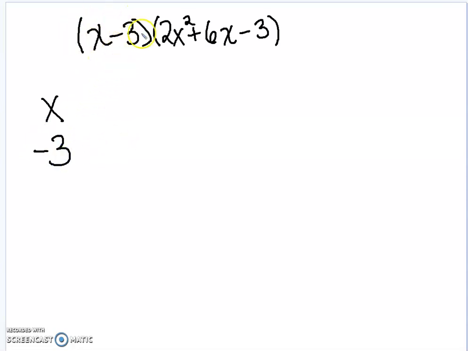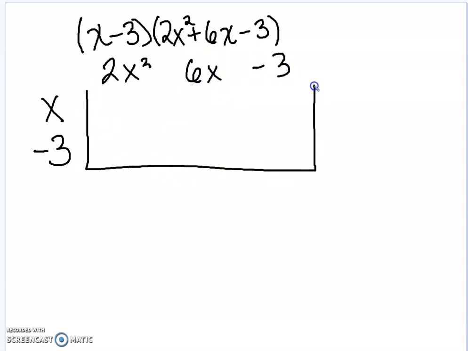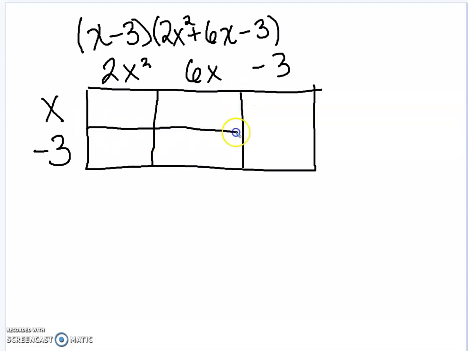So you're going to put one of these polynomials along one of the sides of your box, and you're going to put the other polynomial along the other side. Leave yourself enough space so you'll be able to fill in a box. So in this case, because it's a binomial times a trinomial, we're going to end up with 6 terms when we multiply before we simplify.